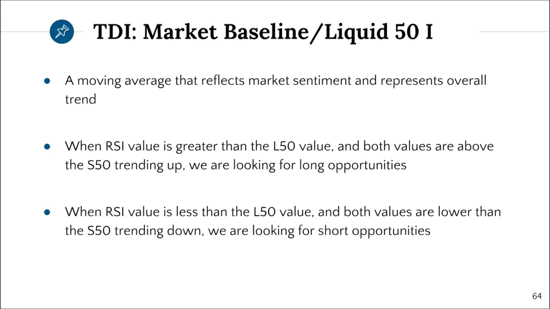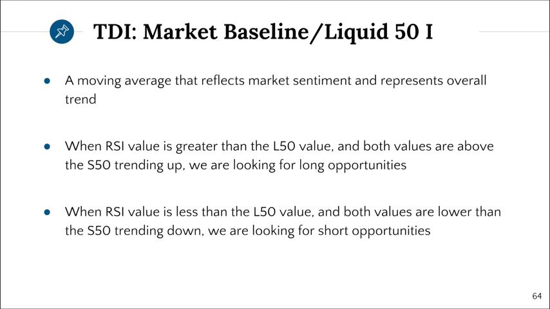Depending on what that liquid 50 tells me, I'll then decide if I'm going to look at the RSI and the candles. When the RSI value is greater than the liquid 50 value, and both of those values, meaning both the green and the yellow lines, are in the proper zone, we're looking for long opportunities. When the RSI value, however, is less than the liquid 50 value, and both of the lines, meaning the green and the yellow lines, are beneath the stationary 50, we're going to look for short opportunities.